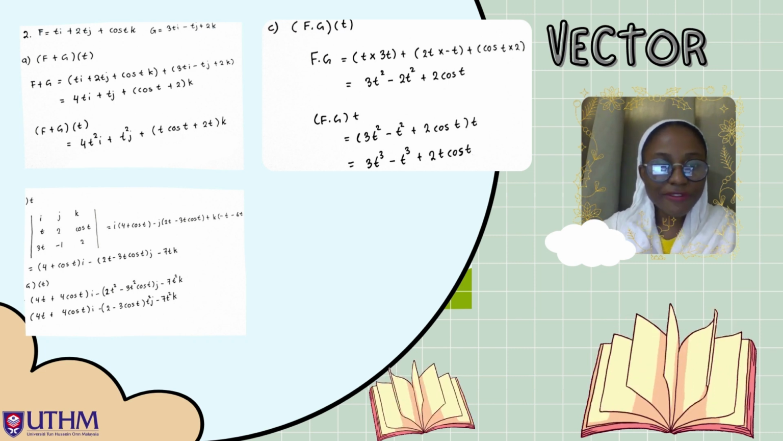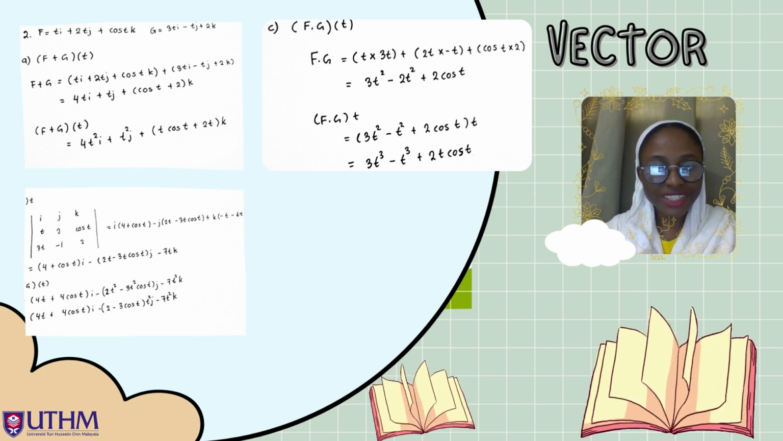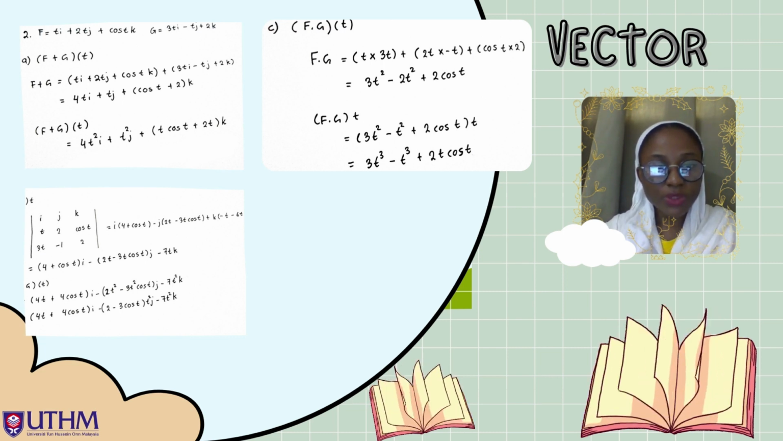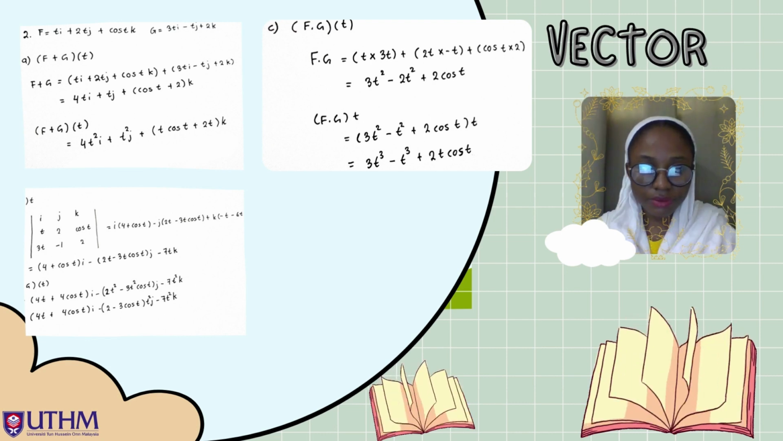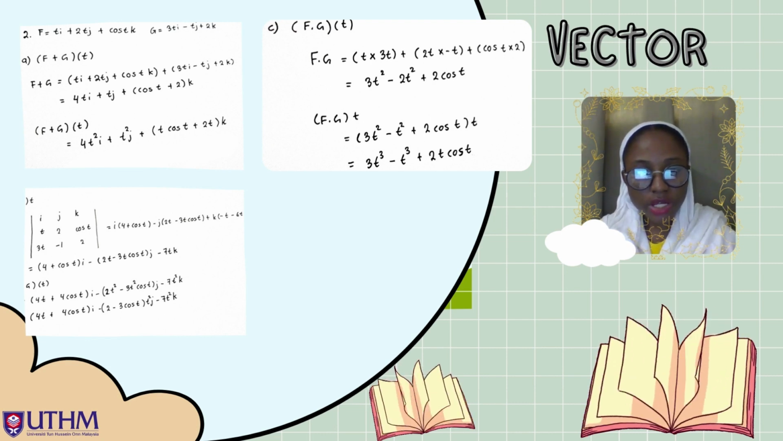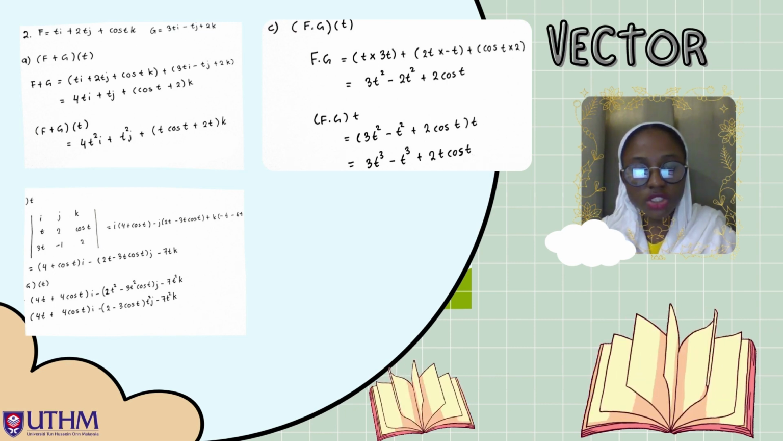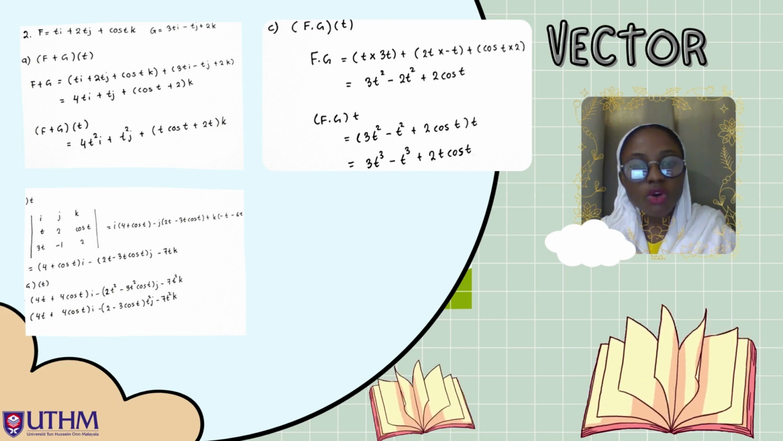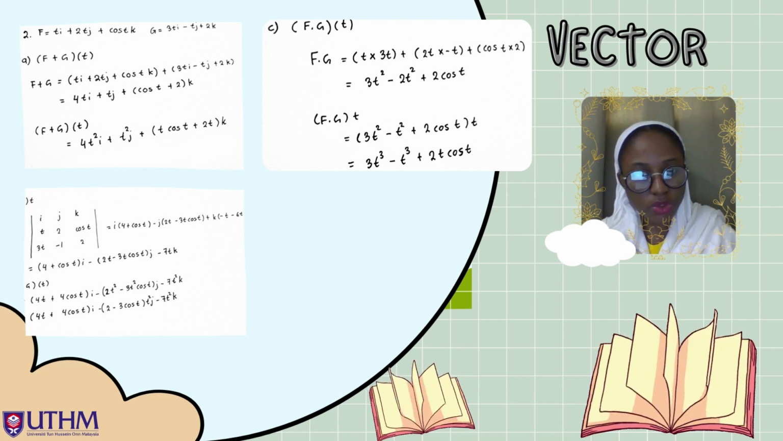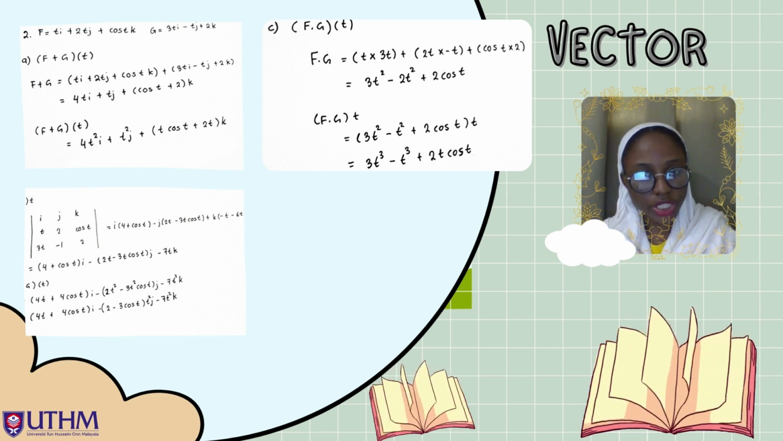As for the final question, 2d, we will have ft dot f times g multiplied with t. To find the solution for this question, first we will start with looking for ft, which is ti plus 2tj plus cos tk with a t outside, which will give us the answer of t squared i plus 2t squared j plus t cos tk.